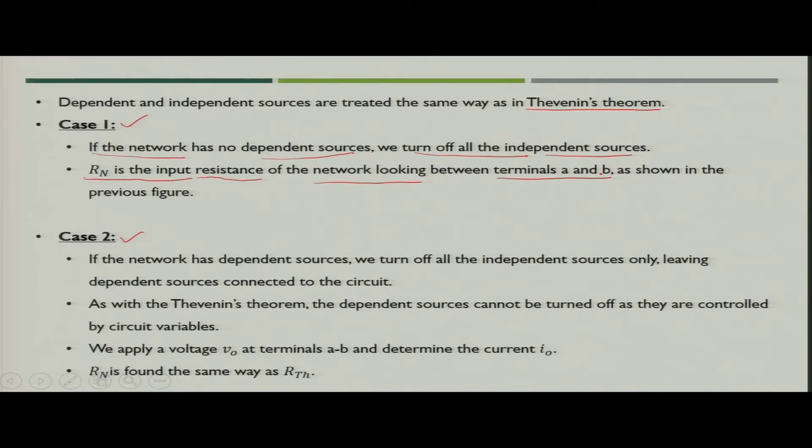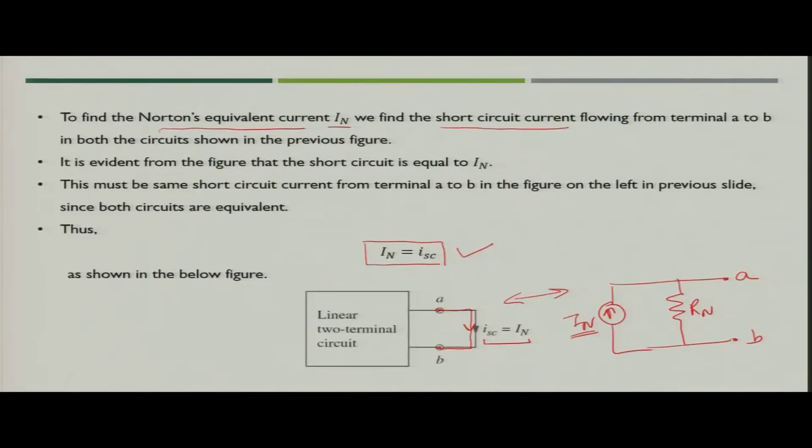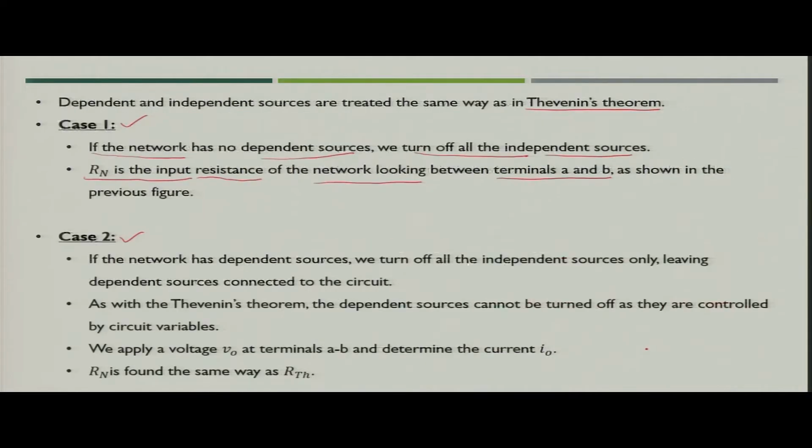That is what we saw in the previous figure. If you look from the side A B, the input resistance would be nothing but Norton's resistance. So, you will get R n as an input resistance between terminals A and B.